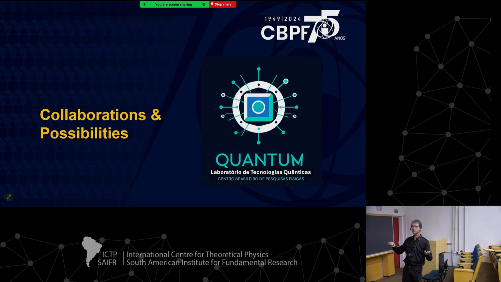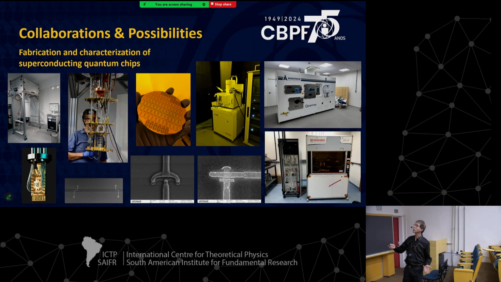So what are the possibilities and what can we do in this quantum lab? The idea of this quantum lab, of the whole facility, is to be an open lab, much more like the CNPEM is. So it is to receive projects and researchers with an infrastructure that can be used by the whole community. So we will be able to do fabrication and characterization of superconducting quantum chips based on niobium, aluminum, and aluminum oxide, and similar materials. For now; perhaps in the future, we will be able to do more.